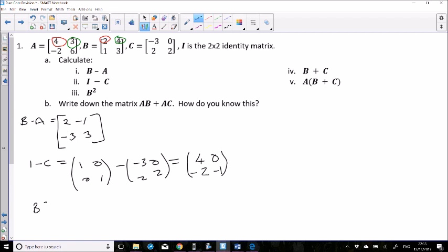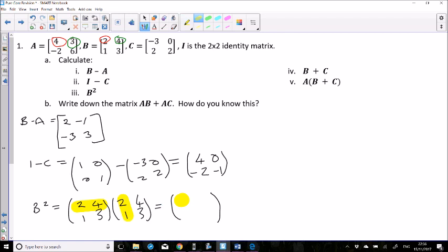Right, third one we want to do b squared. So we want to do b times b. Now we're doing a 2 by 2 by 2 by 2, so the output is going to be a 2 by 2. Matrix multiplication gets a little bit more complicated. So what we want to do here is, first of all, we want the element that's in the top left. So that is in row 1, column 1. So we multiply like this.